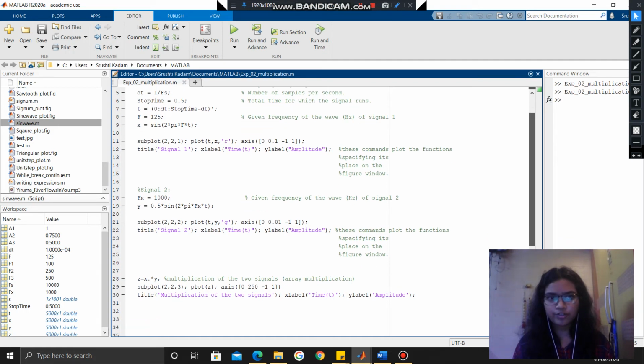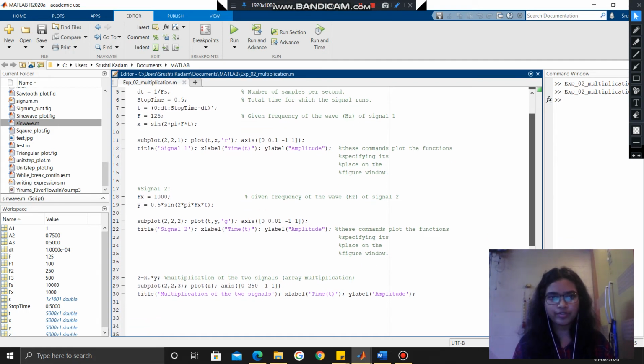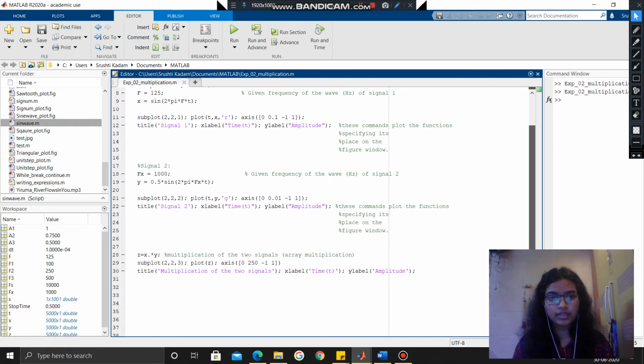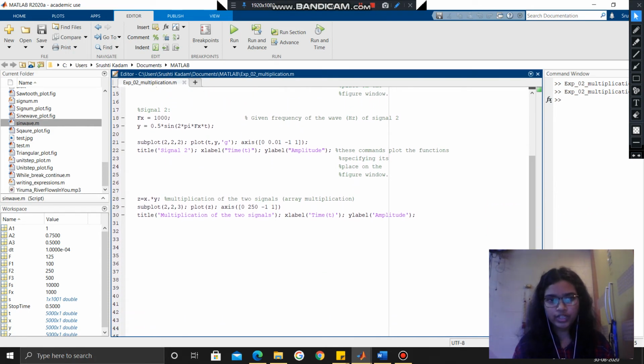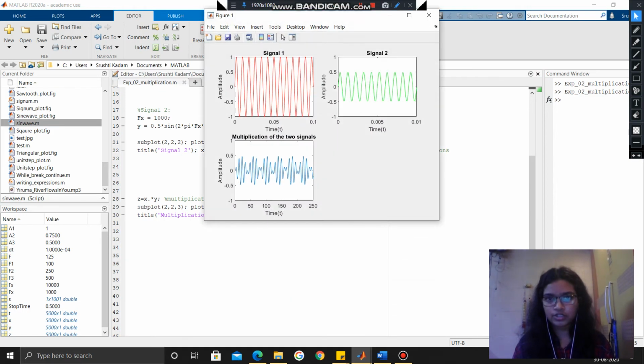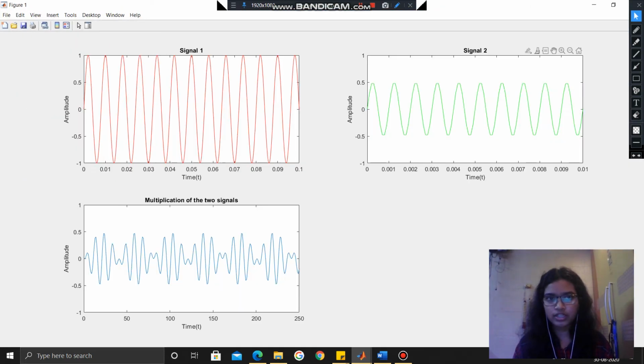x is equal to sine of 2 pi f t will plot our sinusoidal waveform 1, and similarly this is our signal 2. Then I have created z is equal to x .* y, that is multiplication of the two signals, and I have plotted it. So this is our output. As you can see in red, we have a first signal with frequency f1, and this is a second signal with frequency f2. This is the multiplication of the two signals of different frequencies.